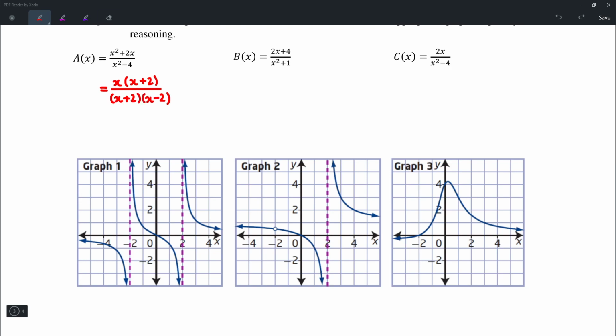Because of the common factor, we know that this function will have a point of discontinuity at x equals -2, and an asymptote at x equals 2. Which means a of x must be graph 2.